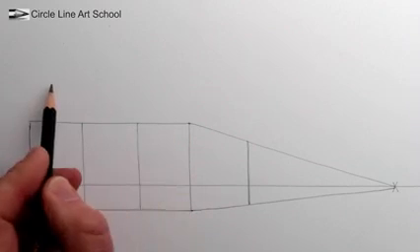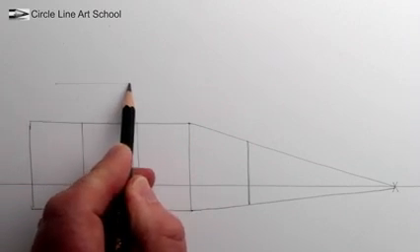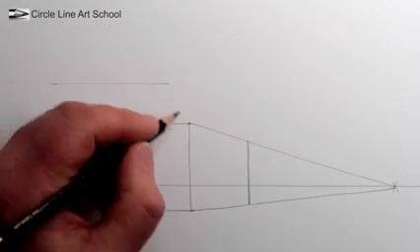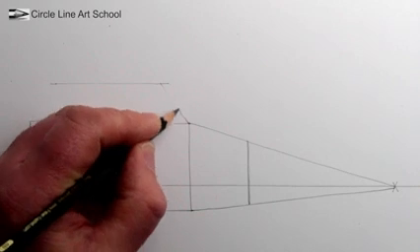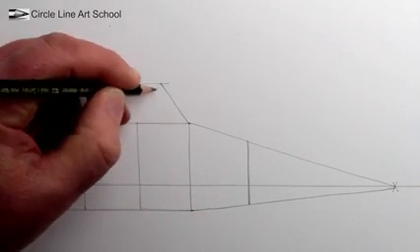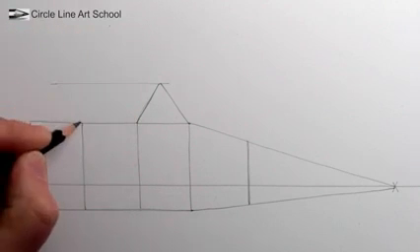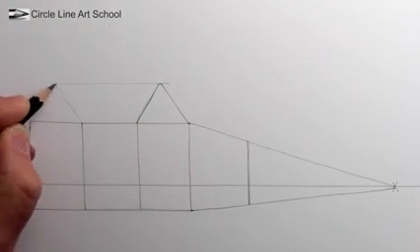Next, we can draw a new horizontal line above the main structure of the house to show the height of the highest part of the roof. And now draw 2 triangles, one on the right and one on the left, leaving a gap in the middle.